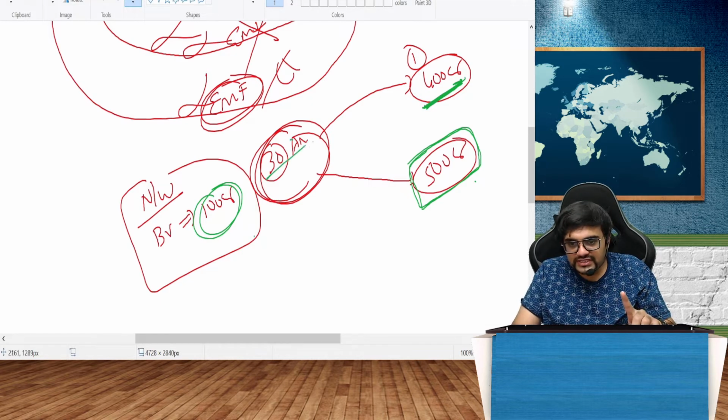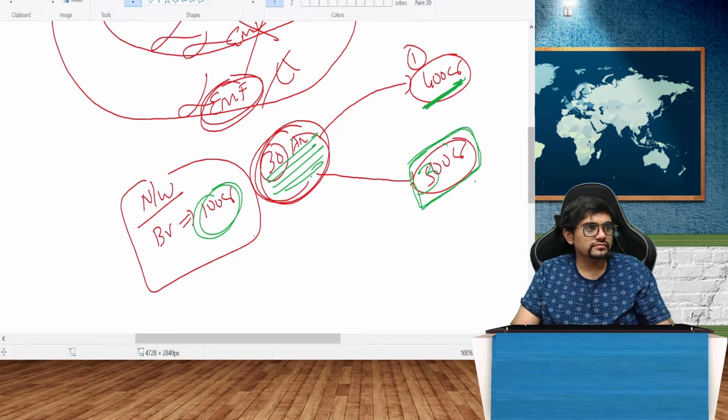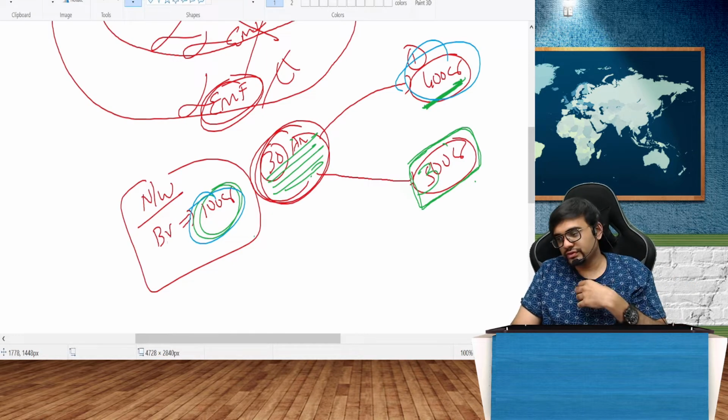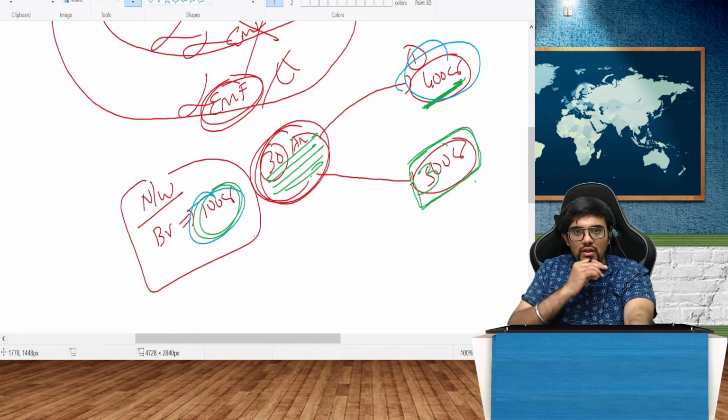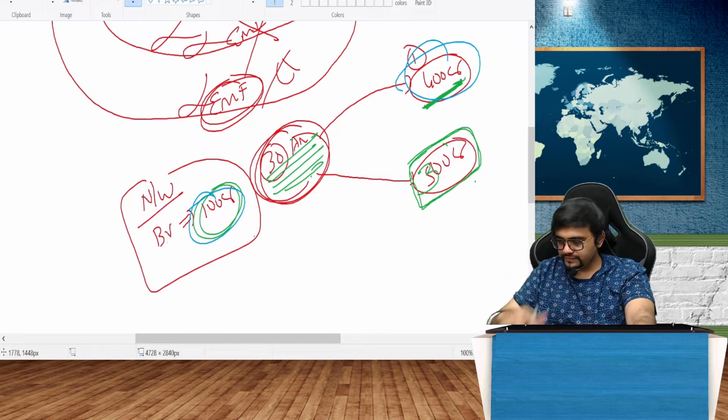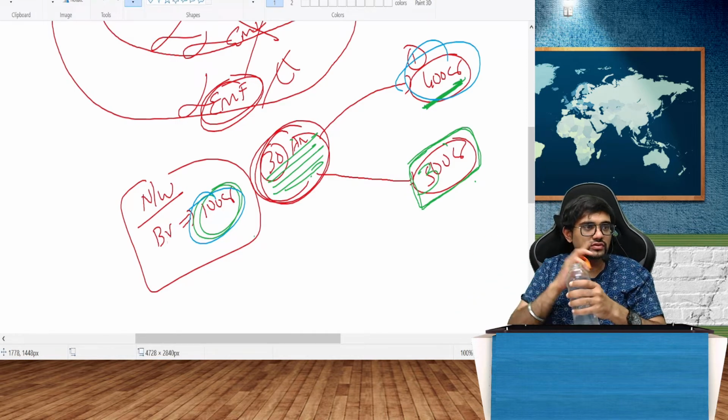If the individual capital assets which I valued come up to 300 crore, what is the full value of consideration? 400 crore. What is the cost of acquisition? 100 crore. 400 minus 100, 300 crore. Got it? Got it, guys? Yes or no?